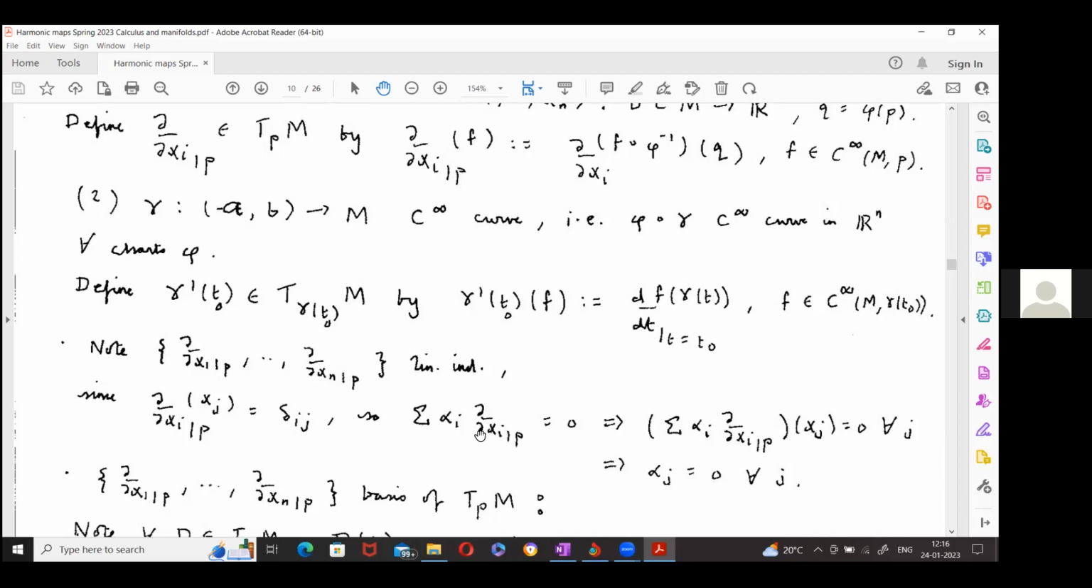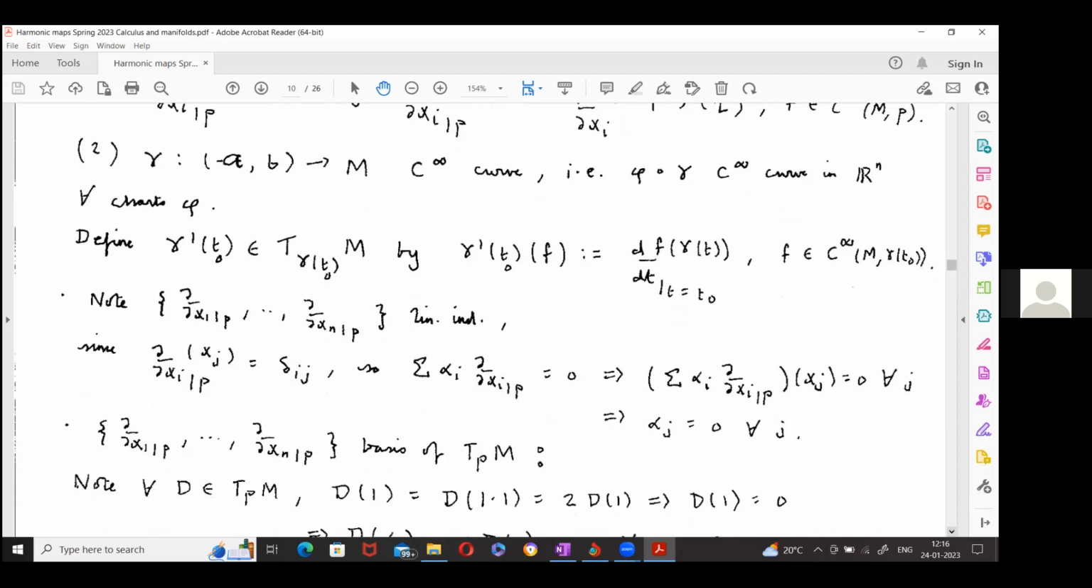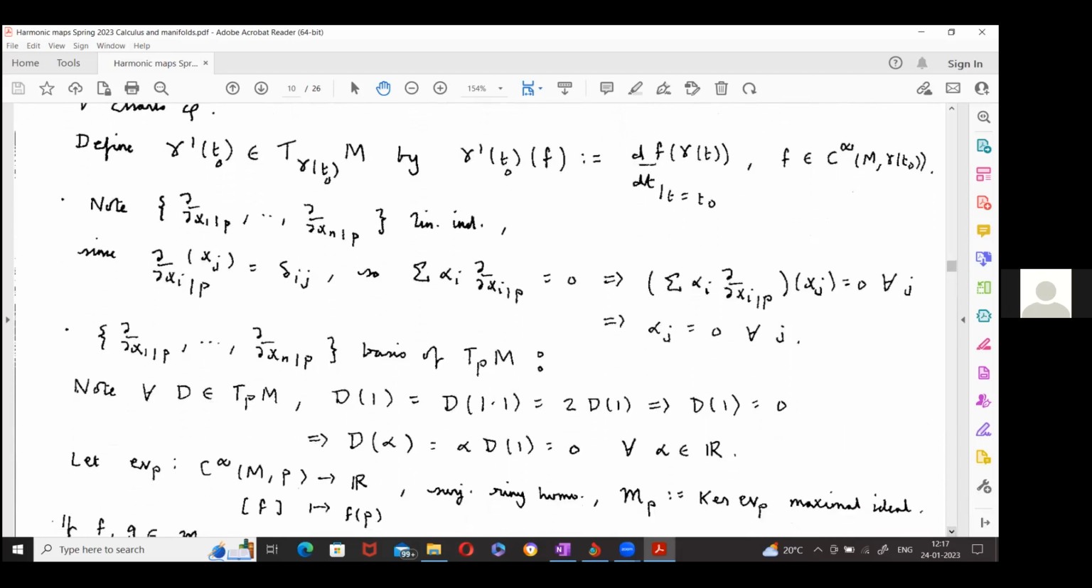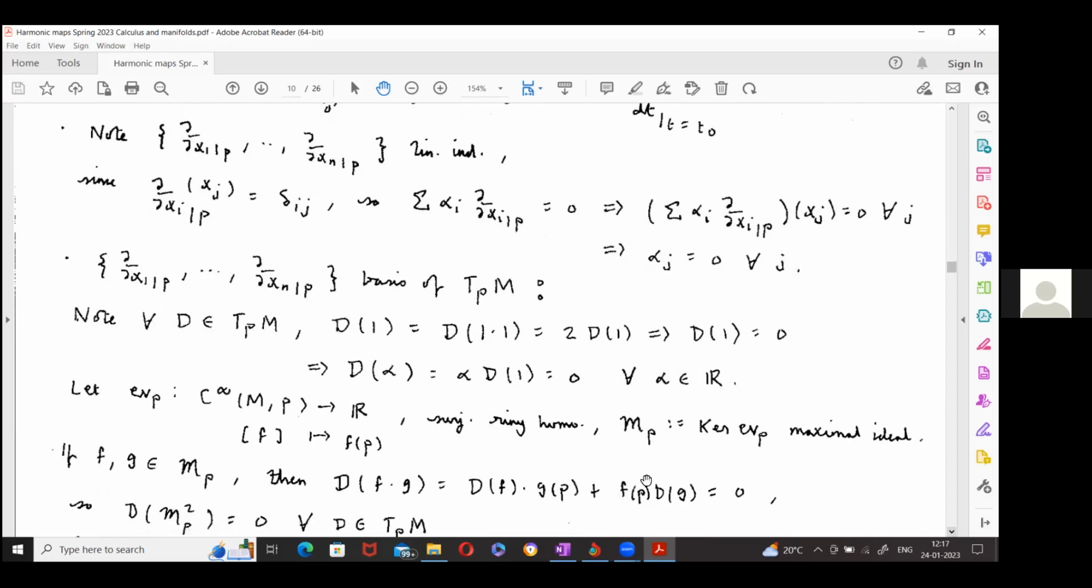So this set del x1 up to del xn is linearly independent. Okay? Is this clear? Yeah, it's clear. Okay. So I've got a linearly independent set. Now all I have to show is that they span, and then I'll get that it's a basis. So I just have to show that these del xi span the tangent space. Now suppose D is an element of the tangent space. So it's a derivation at P.